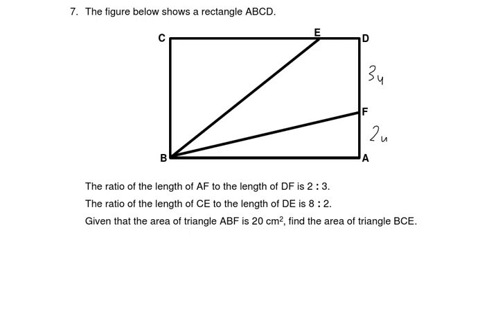And the ratio of the length of CE to the length of DE is 8:2. So in other words, it's 4:1, right? Correct or wrong? Because I can simplify it, right? So this is 4 parts to 1 part. Am I right?